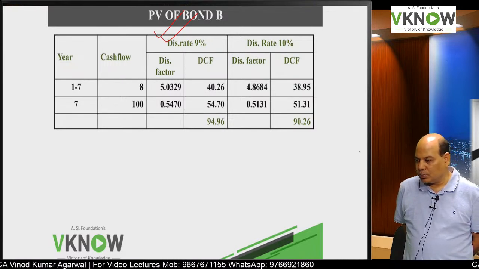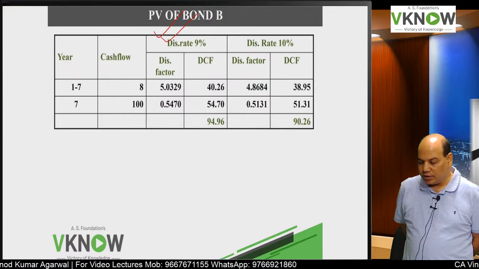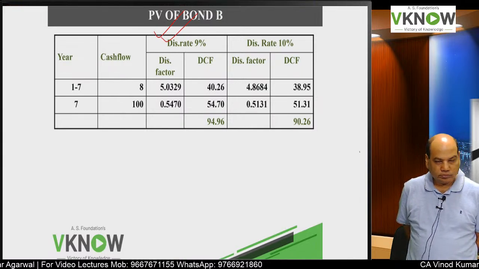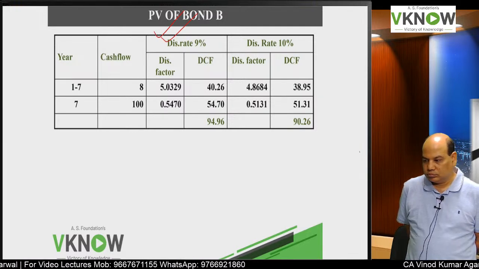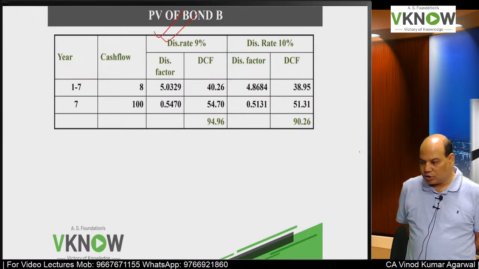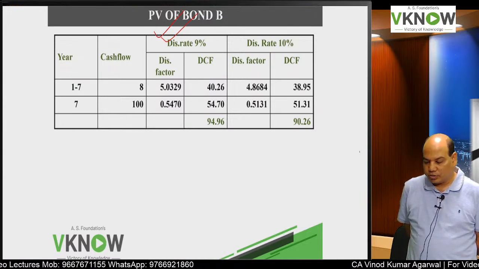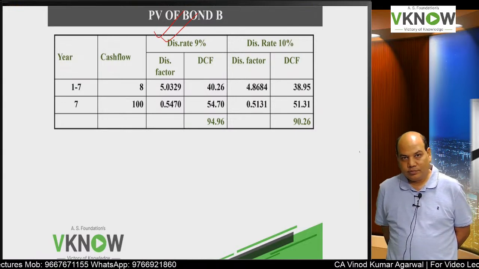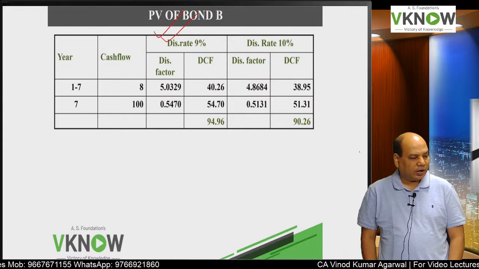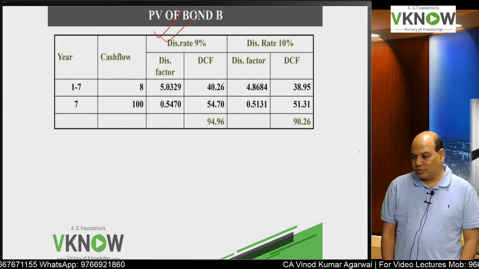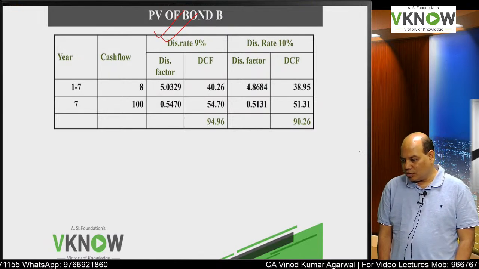It's a 7-year problem now. So 1-7, cash flow is 8 rupees, 7th year cash flow is 100 rupees. Check the factor yourself. On your calculator, check the factors. If you think it is right, then write down and solve.